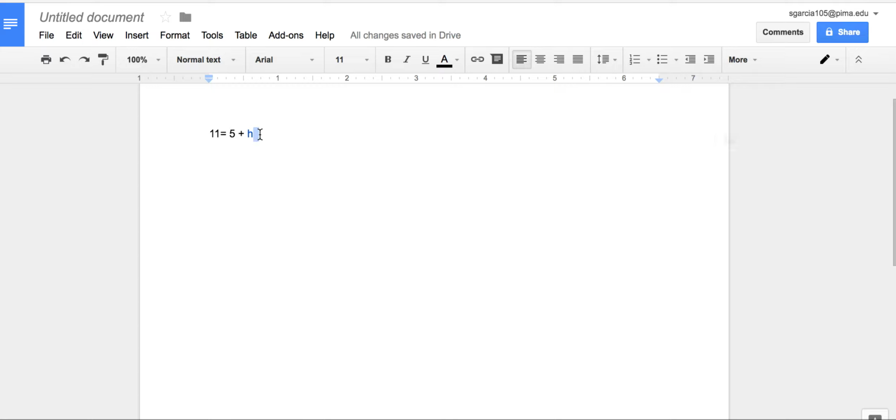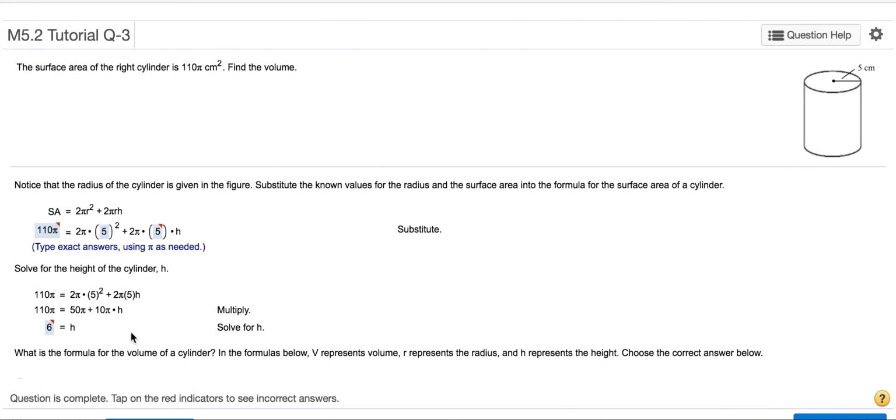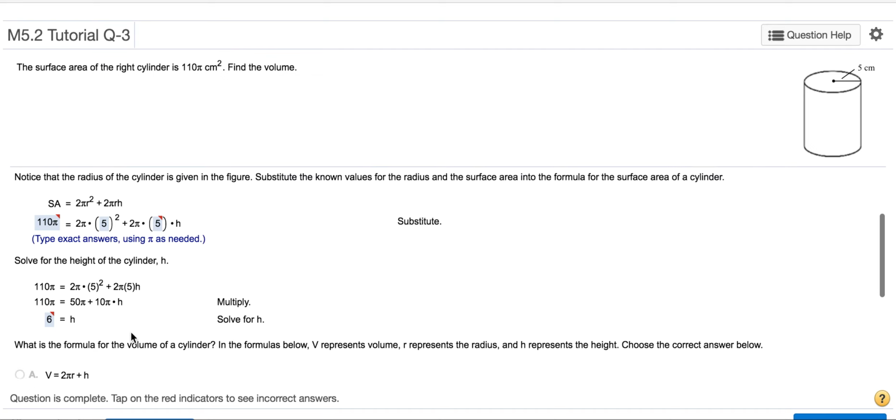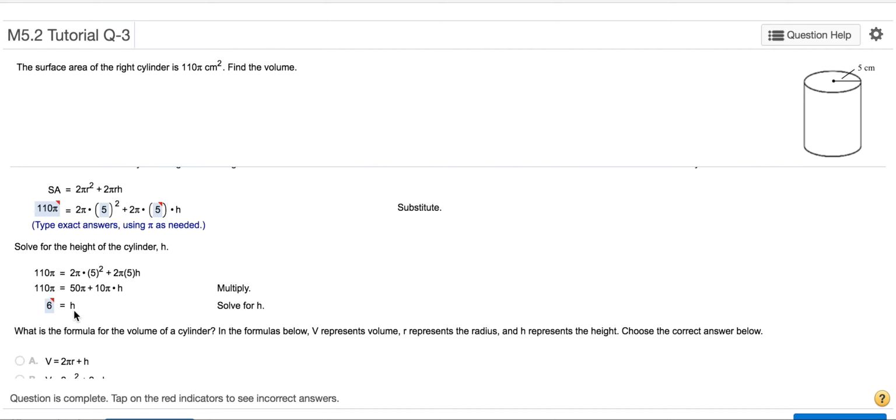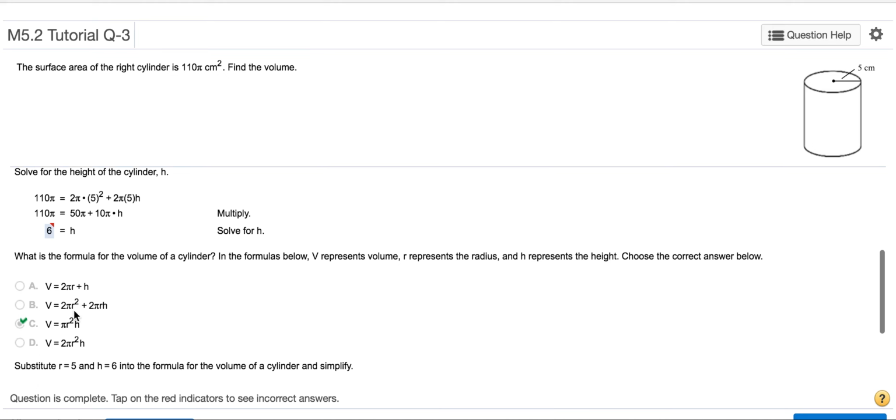But remember, our goal is to isolate this variable. We want h all by itself. In order to get rid of the 5, I have to subtract 5 from this side. And when I subtract 5 from this side of the equal sign, I have to subtract 5 from this side of the equal sign. And when I do that, I get 6 equals h. Now, because I've solved for h, I'm able to move on to the volume of a cylinder.